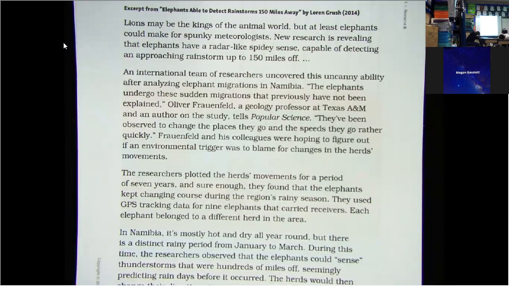Lions may be the kings of the animal world, but at least elephants could make up for spunky meteorologists. New research is revealing that elephants have a radar like Spidey sense, capable of detecting an approaching rainstorm up to 150 miles off. An international team of researchers uncovered this uncanny ability after analyzing elephant migrations in Namibia.